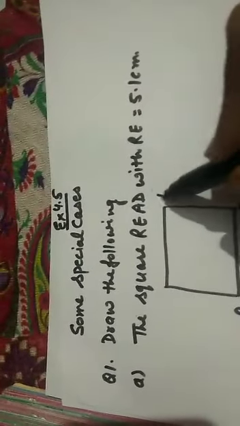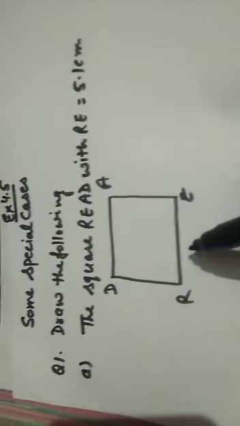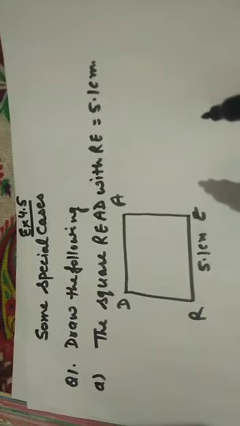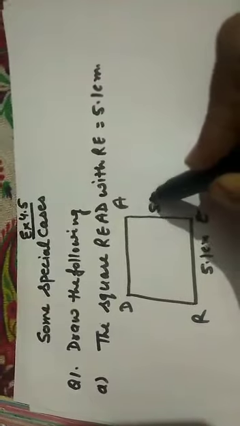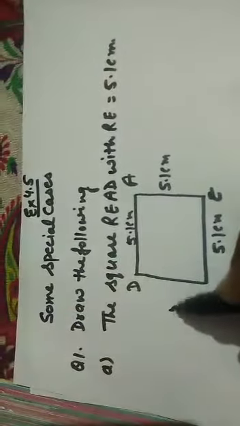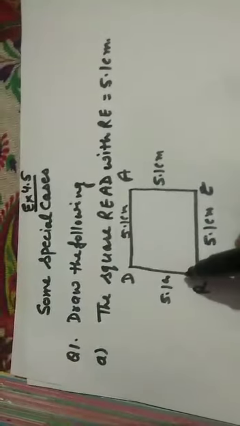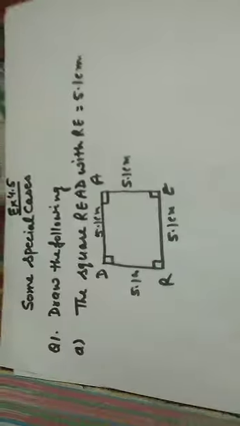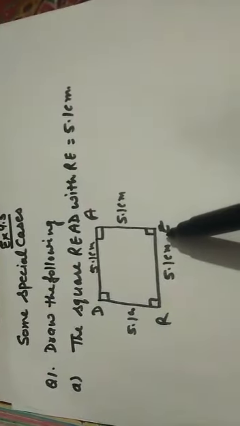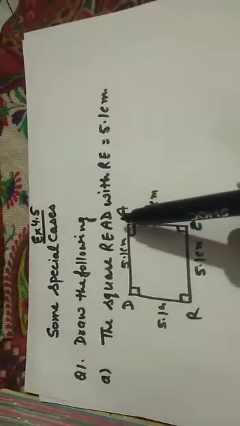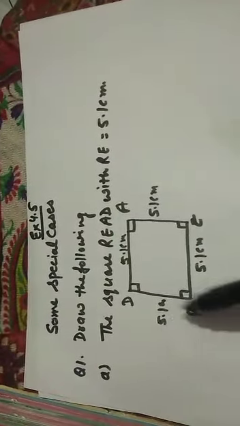READ. RE 5.1 centimeter given. We know that all sides of a square are equal. It means each side will be of 5.1 centimeter, and each angle 90 degree. So you can construct it yourself. Draw one line of 5.1, both side 90 degree angle, then 5.1 from both the side you will mark and join D and A.